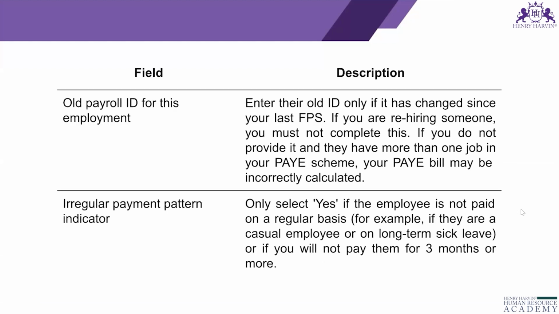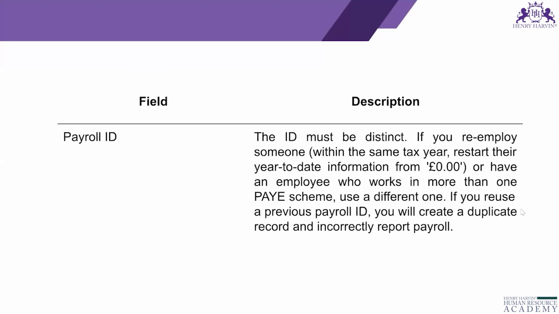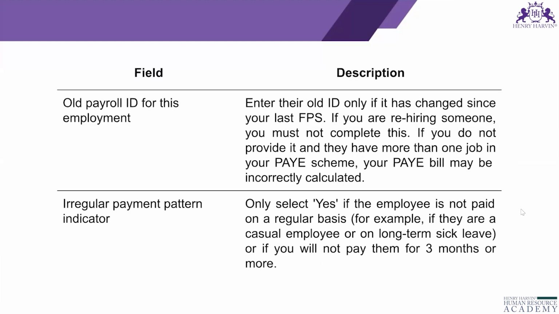Then in the old payroll ID for this employment, there will be a field where you have to mention the old ID. Here you can mention the old ID of the employee, and in the normal payroll ID, you can mention the new ID. Enter their old ID only if it has changed since your last FPS. If you are rehiring someone, do not mention it, as it is showing again and again. If you do not provide it and they have more than one job in your pay schemes, your pay bill may be incorrectly calculated.